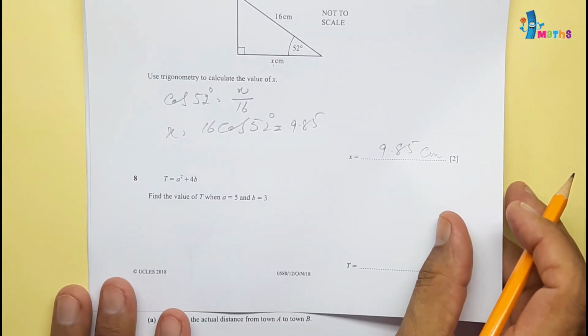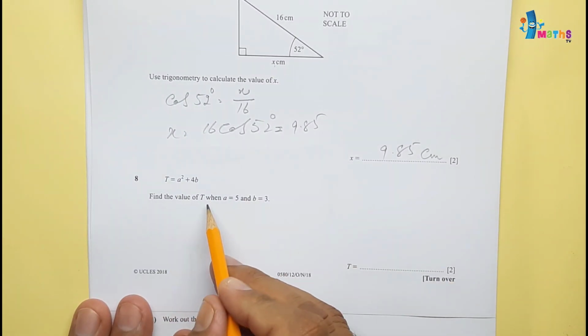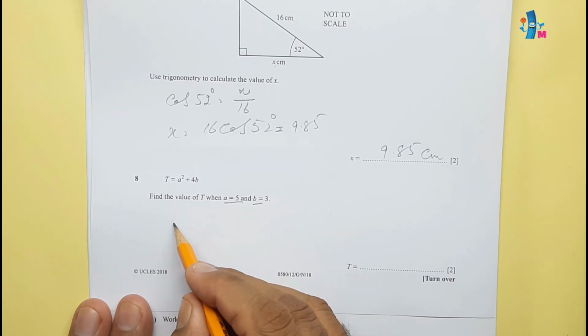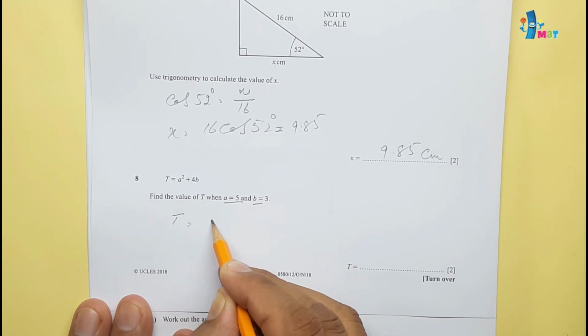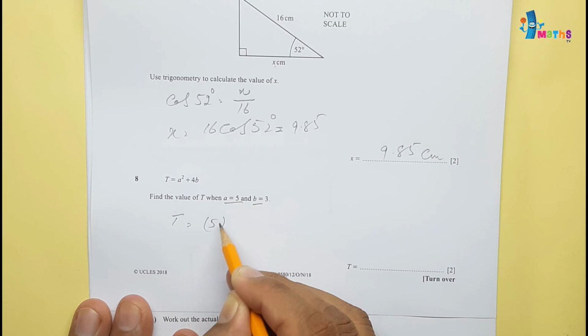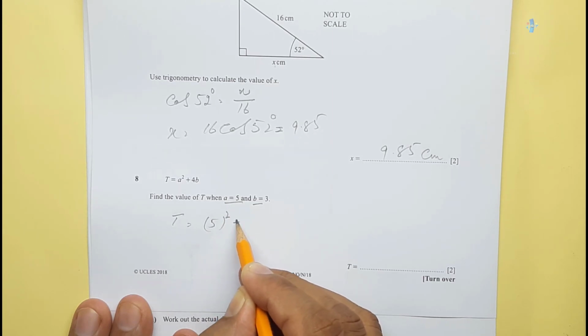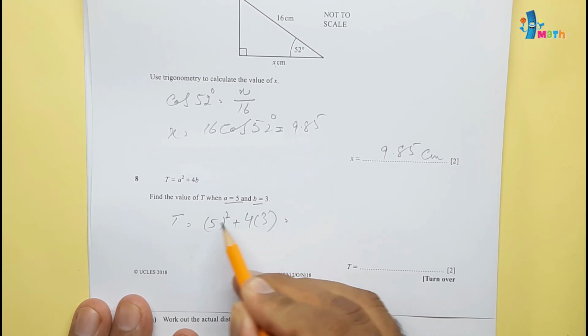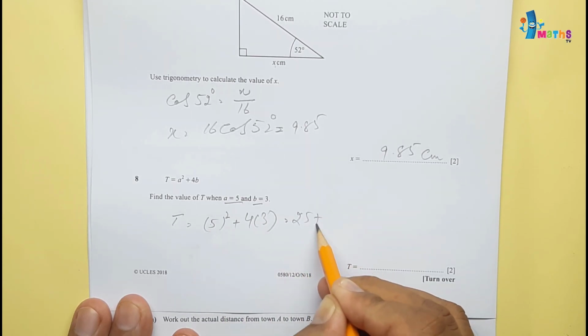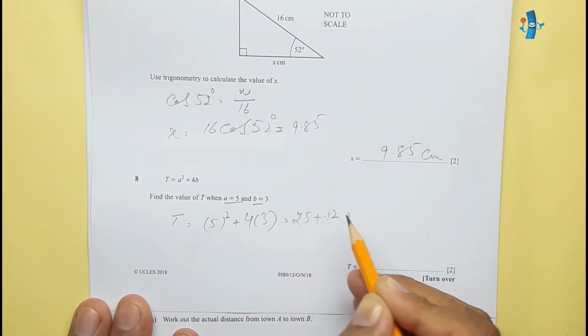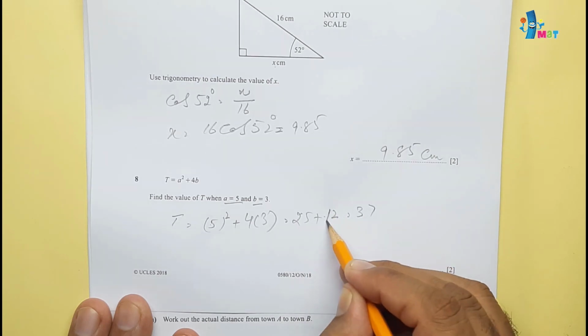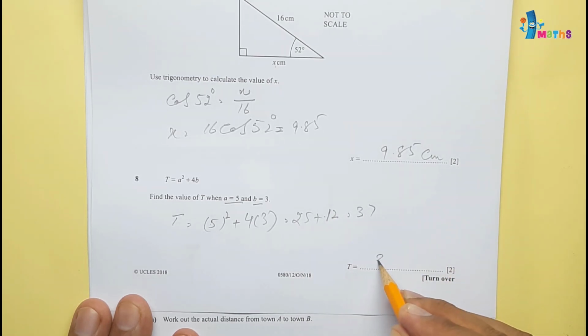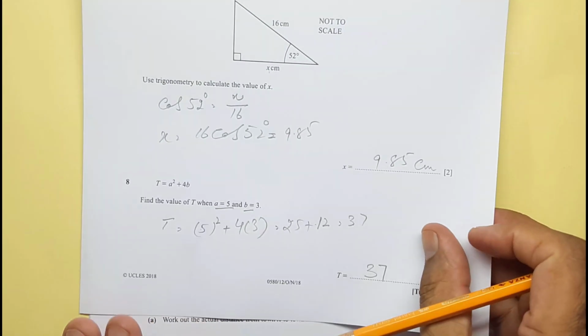And t is equal to a squared plus 4b. Find the value of t. A is given, b is given. We'll just replace: t is equal to a squared, which means 5 squared. We'll replace values in brackets. So 4 times 3. This will be equal to 25 plus 12, which is equal to 37. So 37 will be our answer.